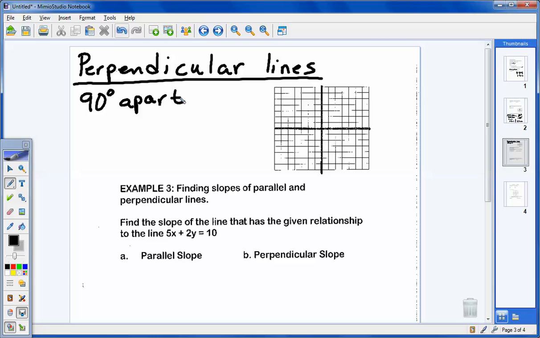Here's the rule. If lines are perpendicular, here's the rule that you need to write down. This is very important. Slopes are the opposite reciprocal of each other.